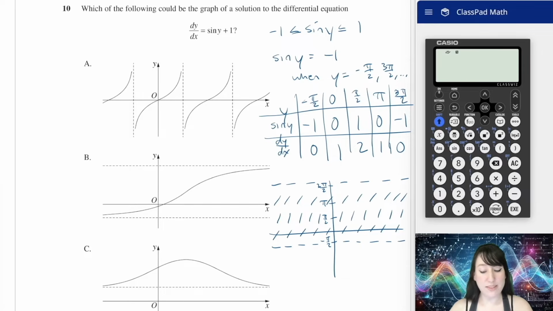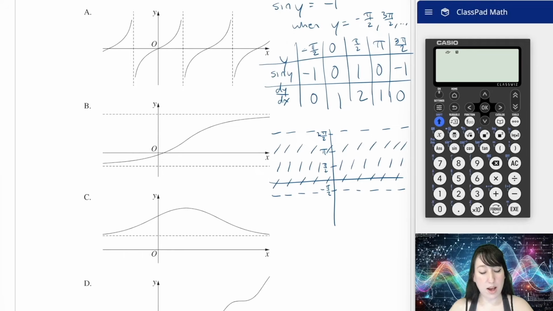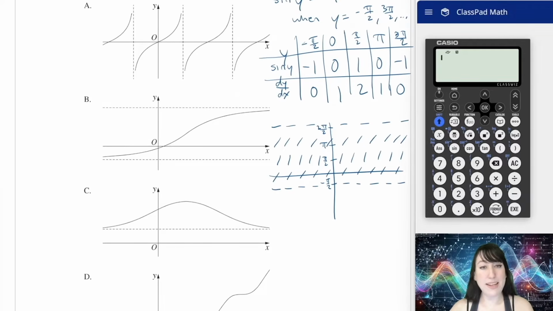So which option best fits this direction field? At first glance, we would say B, but we can take a look at each option. Option A is not it. That's because our direction field does not indicate any vertical asymptotic behavior. Option C would have the gradient increasing, but then decreasing. And if we look at our direction field, we never have a negative gradient. Option D would be close, but we know that our solution would not be able to cross over those horizontal lines, which would form a horizontal asymptote. So, B is the correct answer.